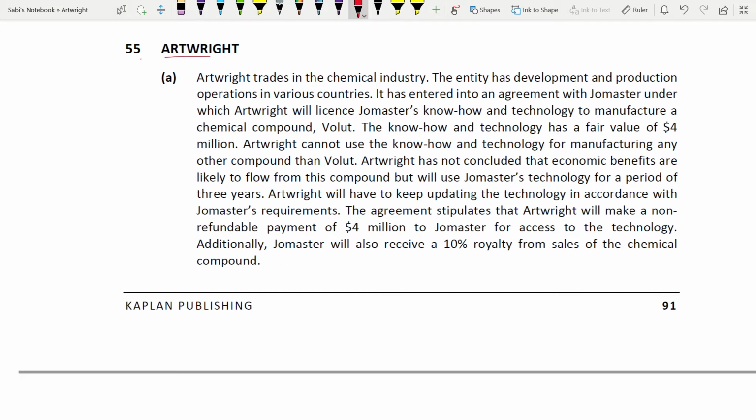This question is one before the last question. After this we just have one last question, your question 56, and we are done with the revision kit. Lucky. So let's see what we have in this question.